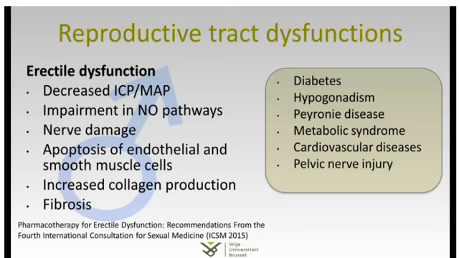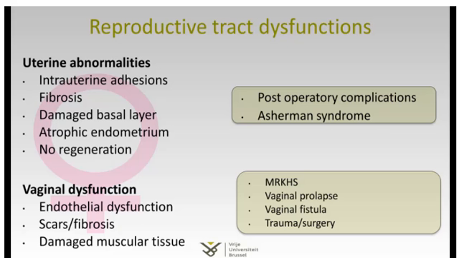The female side is a bit more difficult, of course, because there can be uterine abnormalities and vaginal dysfunctions as well. The uterine abnormalities can arise from a very wide range of diseases, and also from postoperative complications or traumas. The most common disease probably is Asherman syndrome, which is related to a dysfunctional endometrium. These abnormalities include, for example, intrauterine adhesions, fibrosis, damage in the basal layer, or all the problems related to the endometrium. So atrophy of the endometrium, no regeneration, and all the other endometrial problems.